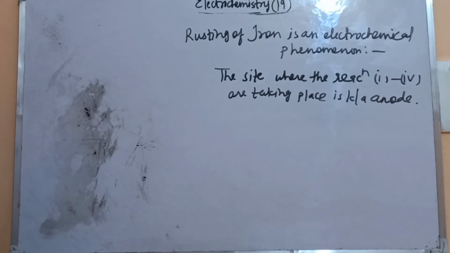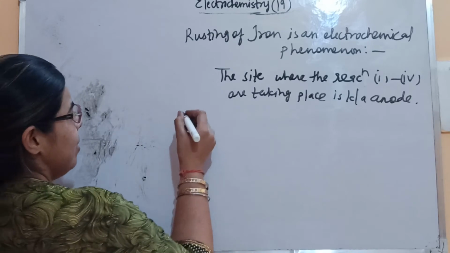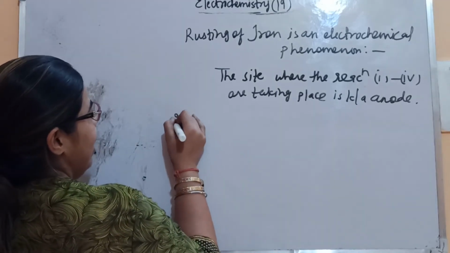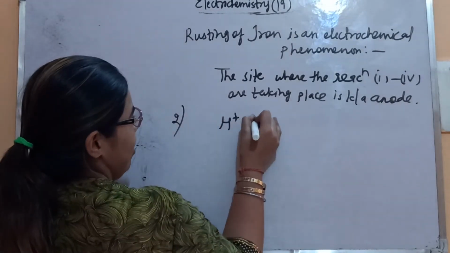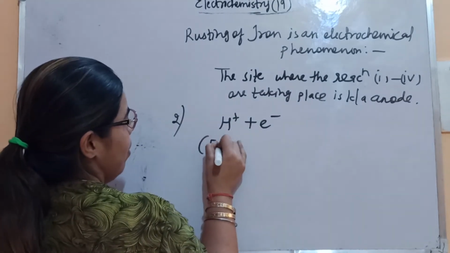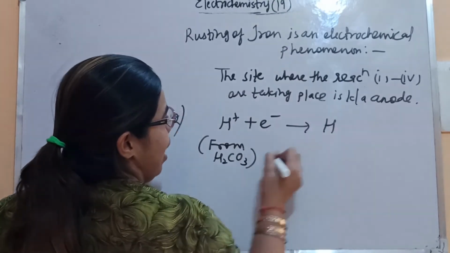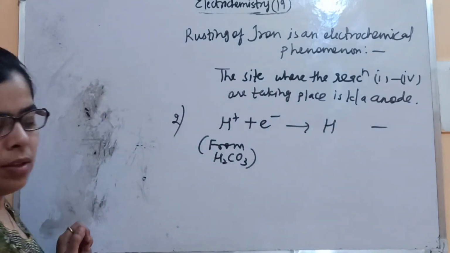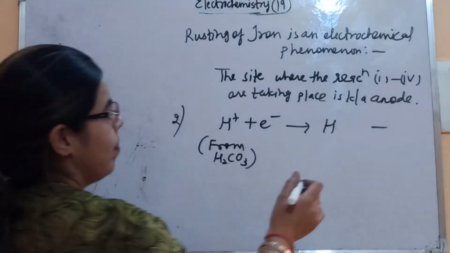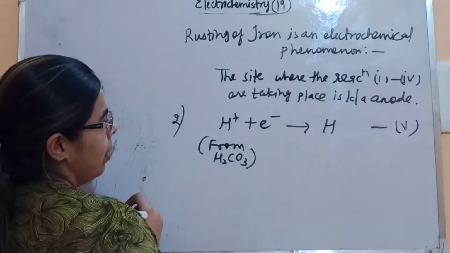The electrons lost by the iron are taken up. The electrons which get lost during that process will be taken up by the H plus ion which we get from the ionization of carbonic acid. So those H plus ions will accept the electrons, this is from carbonic acid or water, and form hydrogen. This is the fifth reaction.